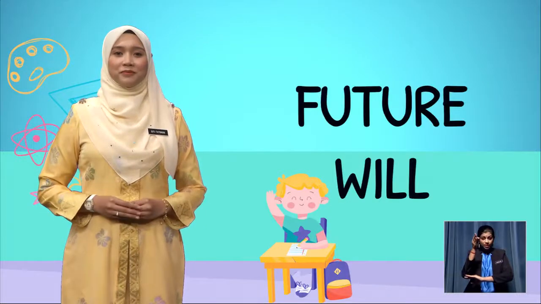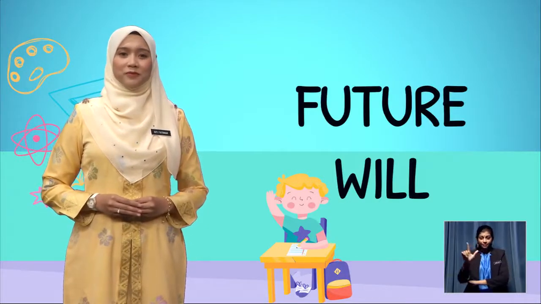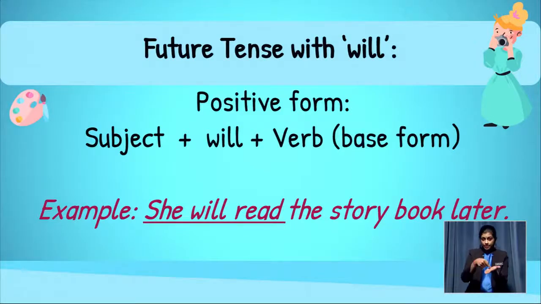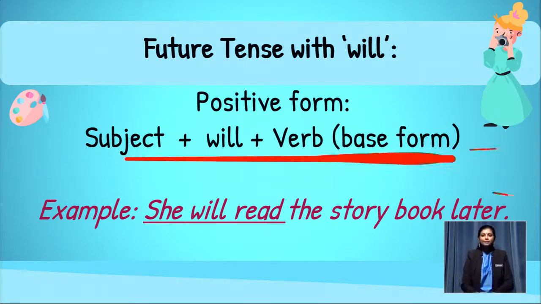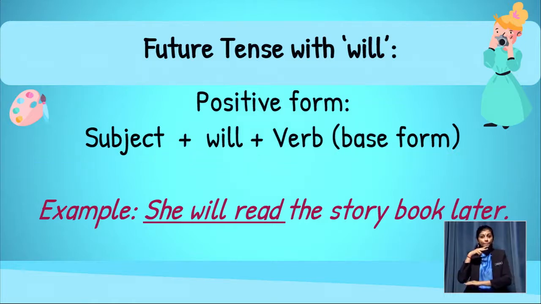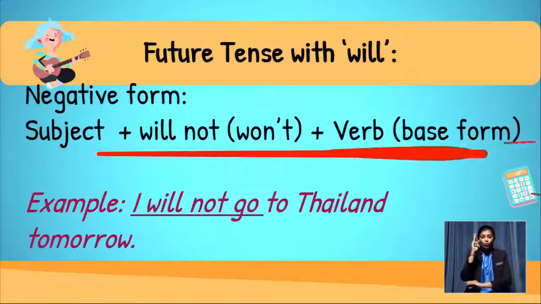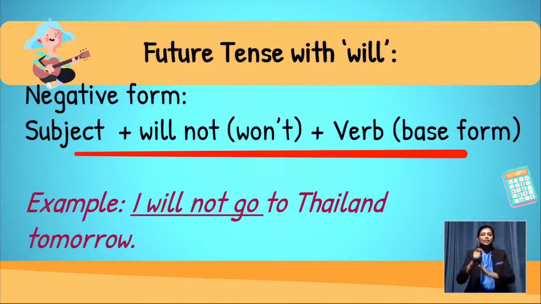Let's begin with the first future tense form, future will. This is the positive form of future tense with will. Subject plus will plus verb in base form. For example, she will read the storybook later. The negative form of will: subject plus will not or won't plus verb in base form.